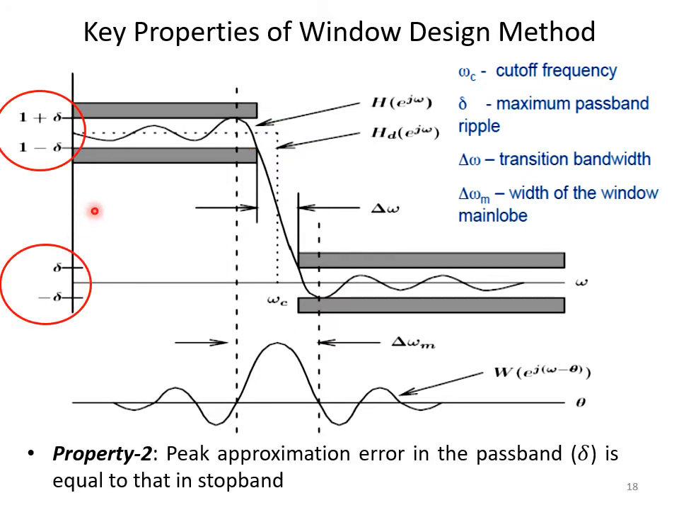The second key property is that the peak approximation error, which is delta, in the pass band and stop band is the same for the window design method. Delta, which is the ripples in the pass band and stop band, are the same in window design method. The ripples in the pass band and the stop band are the same, they cannot be different. The value of delta, whatever it would be, is the same here.